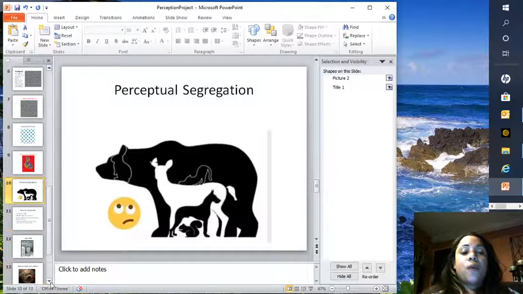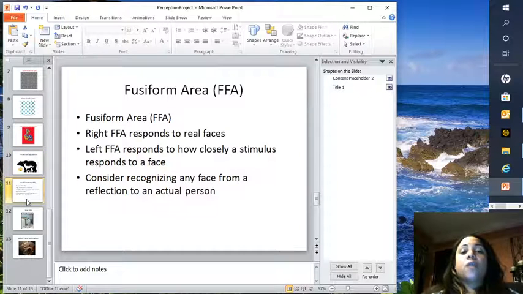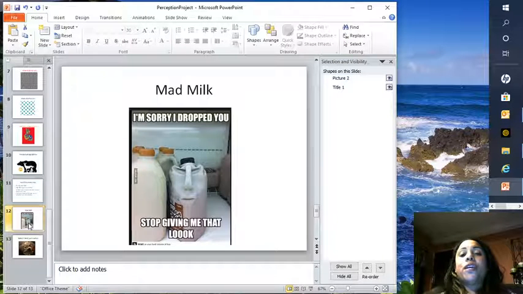The last one that I wanted to discuss was the fusiform area, which is the FFA. So the right FFA responds to real faces, and the left fusiform area responds to anything that may be recognizable as a face. So for instance, Matt Milk, I'm sorry I dropped you. Stop giving me that look, because all we do is look at people, and the most common thing that we would see is faces. Anywhere where we would look, it is easy to see a face.